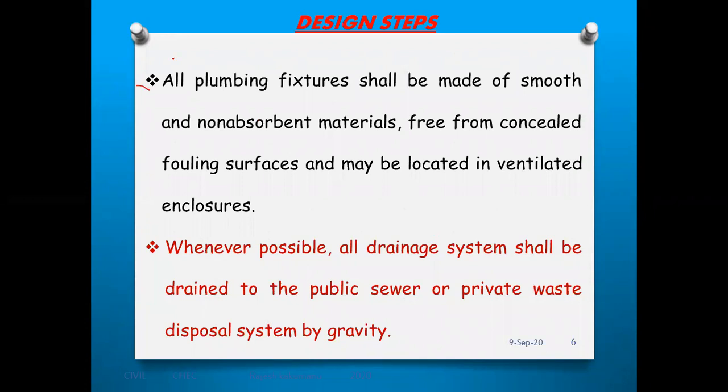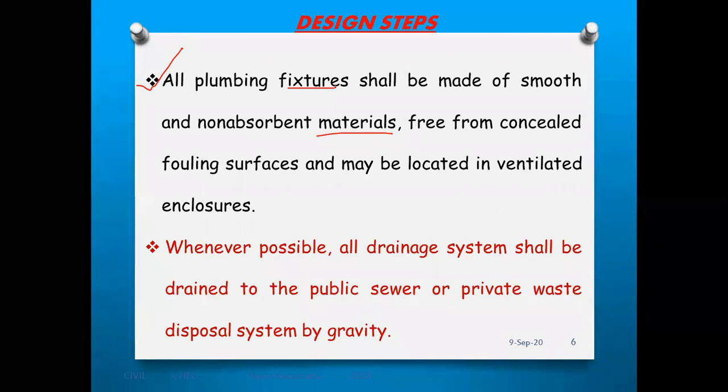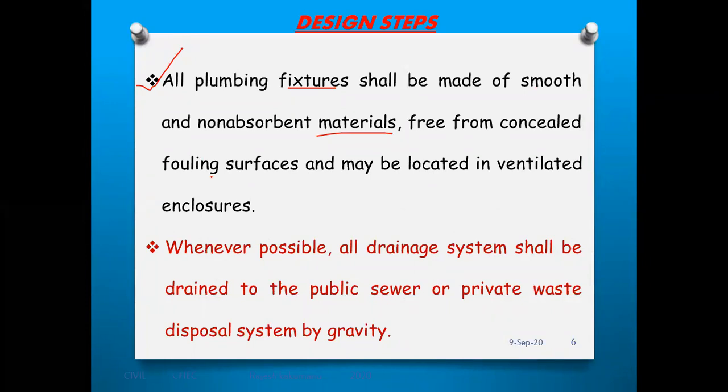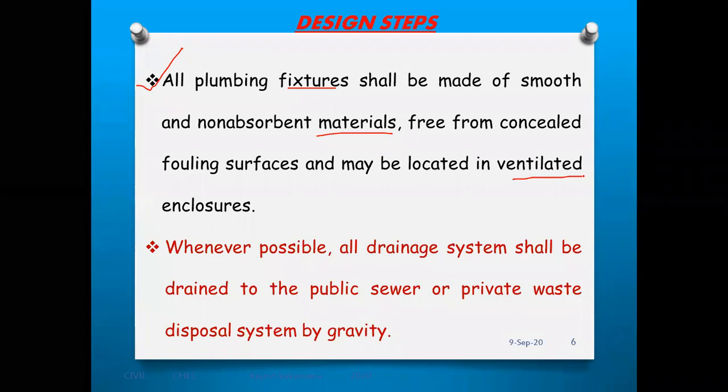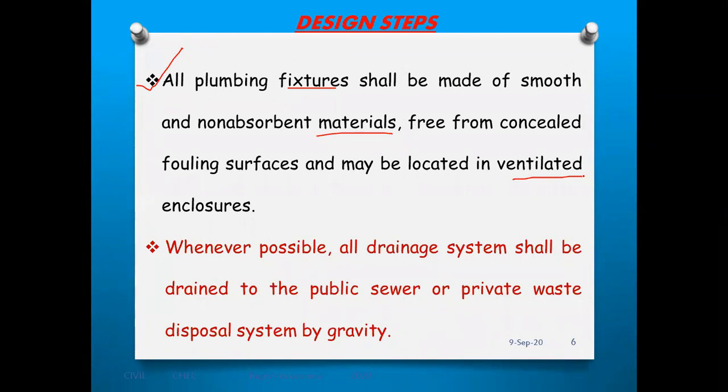See the first point. All plumbing fixtures shall be made of smooth and non-absorbent material. So for the free flow, the clean flow, the easy flow of sewage waste, all plumbing fixtures should be of smooth and non-absorbent material, meaning they do not absorb, and they should also be very smooth. That is why we use ceramic or plastic material, which has good smoothness and will not absorb. Next, free from concealed falling surfaces, they may be located in ventilated enclosures. So we have to use fixtures which are non-absorbent and smooth, and the concealed surfaces should be located in ventilated enclosures. So we should provide proper ventilation.